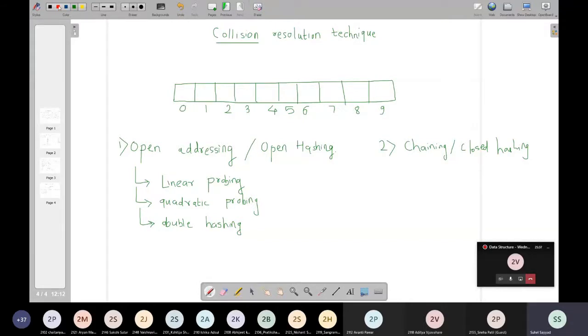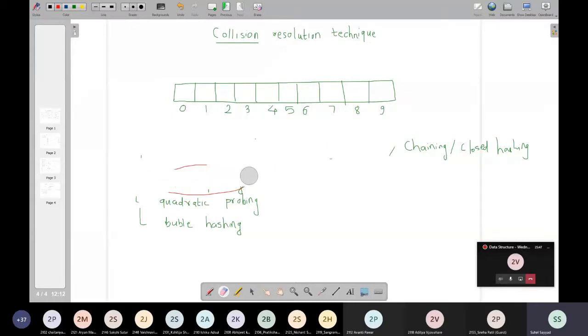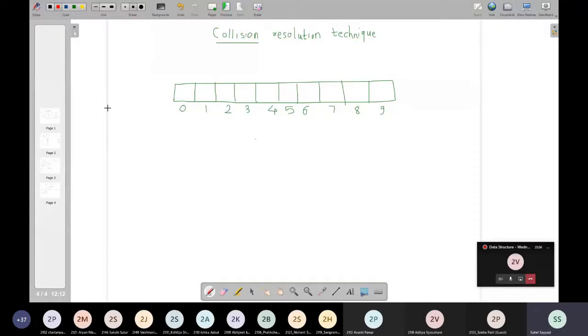How can we use linear probing in order to resolve collision? Now let us take an example and understand the first type of collision resolution technique, that is linear probing. Linear probing is a type of open addressing or open hashing scheme. So we are discussing the linear probing method. What is the linear probing method? The equation for the linear probing method is as follows. I'll write the equation and then I'll explain the meaning of this equation.